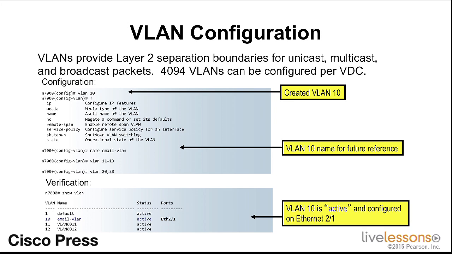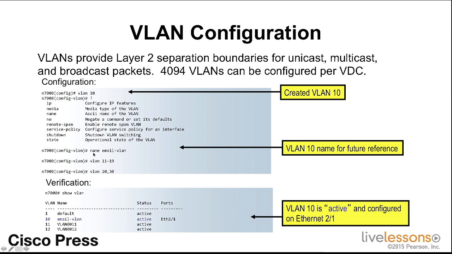So as you can see here in the slide, I've gone through some configuration elements of creating a VLAN. In config mode, to create a VLAN, you simply type the command VLAN and the VLAN ID. One of the other things that I like to do from a best practice standpoint is to give all of my VLANs a name.